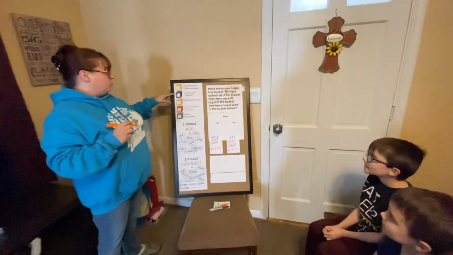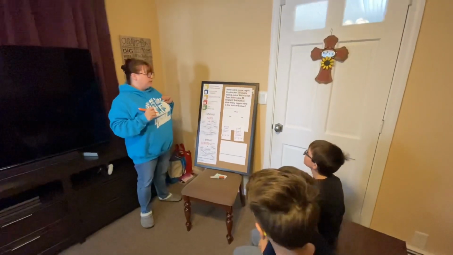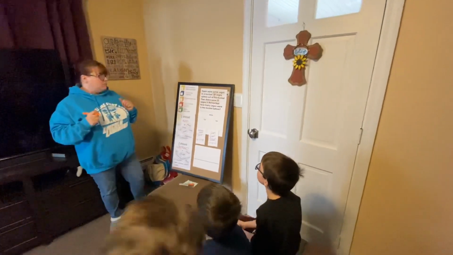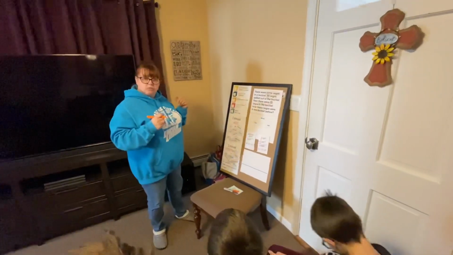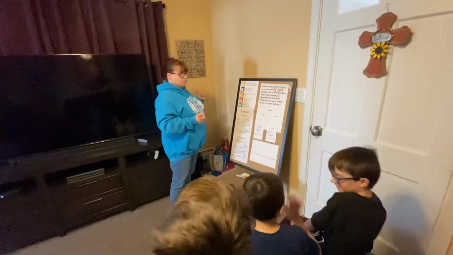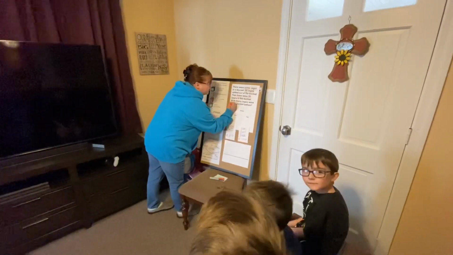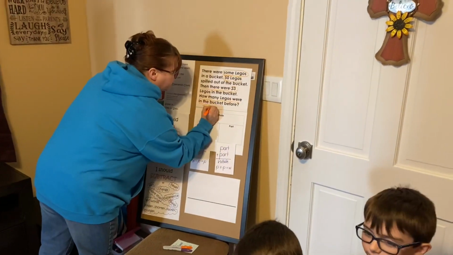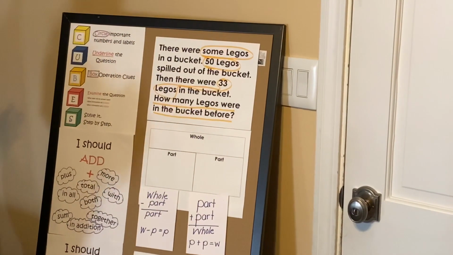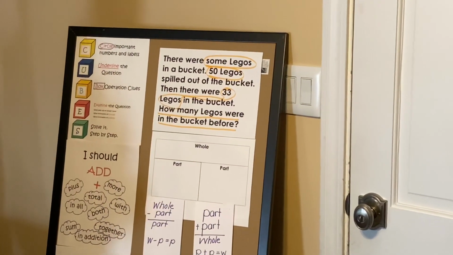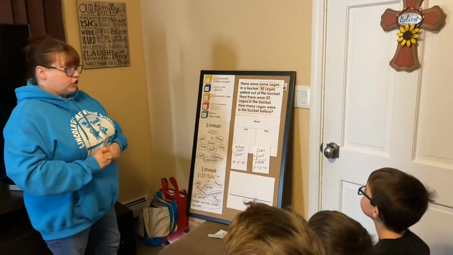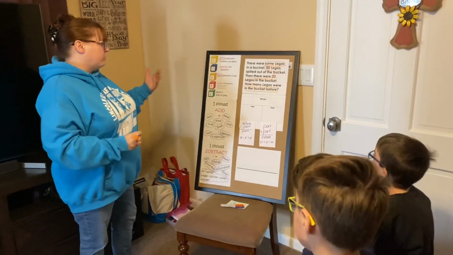Now, we have to go down to the U and we have to underline the question. Jonathan, can you tell me what was the question that we have to answer in this problem? How many Legos were in the bucket before? Very good. So now as we continue to use our CUBE strategy, the B stands for box operation clues.